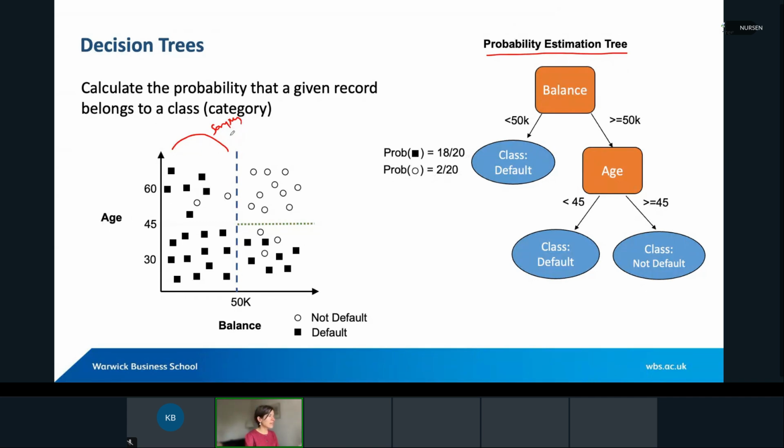So overall, we have 20 points, 20 samples. On the other hand, when age is less than 45 and when age is greater than or equal to 45, can you estimate the probability of each? Do you have any recommendation? For instance, what is the probability of not default when age is greater than or equal to 45?